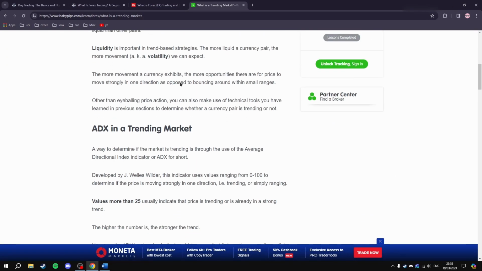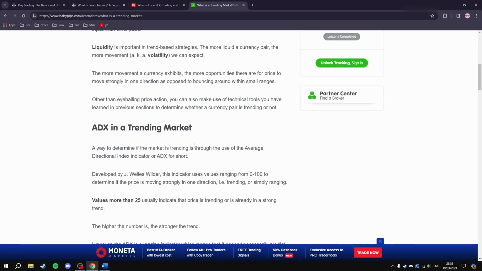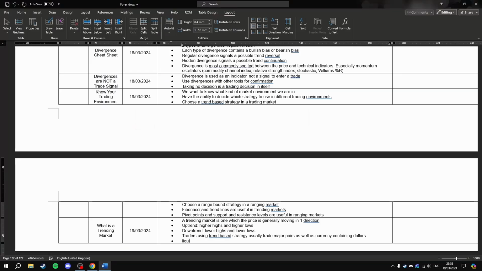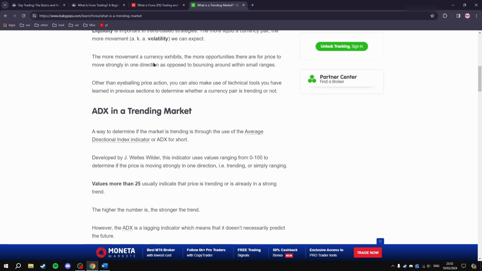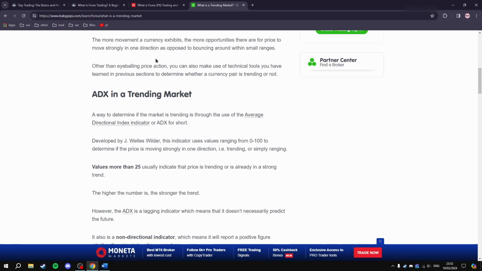Liquidity is important in trend-based strategies. The more liquid a currency pair, the more movement, aka volatility, we can expect. The more movement a currency exhibits, the more opportunities there are for price to move strongly in one direction as opposed to bouncing around within small ranges.